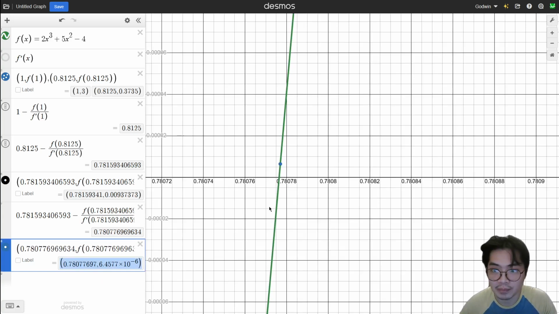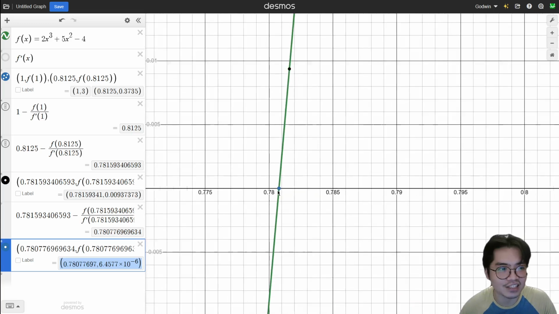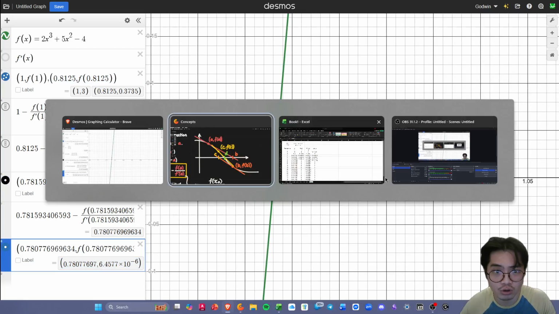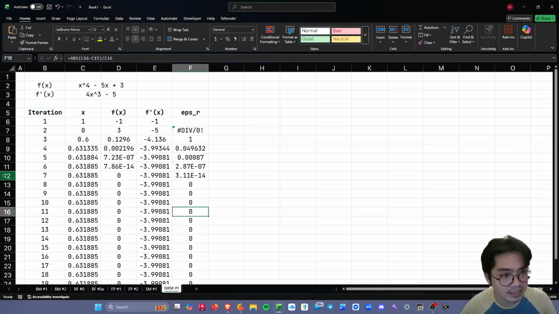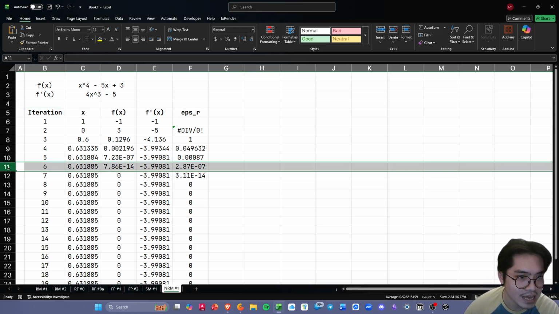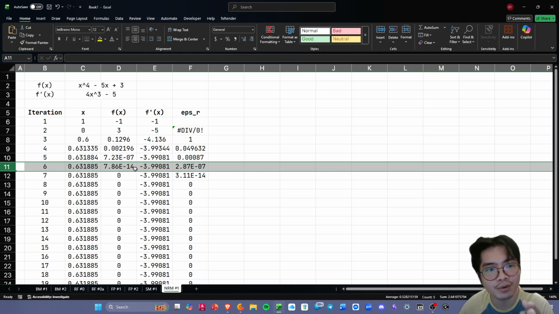There you go. That is the power of the NRM. Notice this only took us 1, 2, 3 iterations, and you're already quite close to your answer. In this case, it only took us seven iterations, and then it gave up. Even in this case, your f of x is already way down to 10 times 10 raised to negative 14, which is already so close to 0.